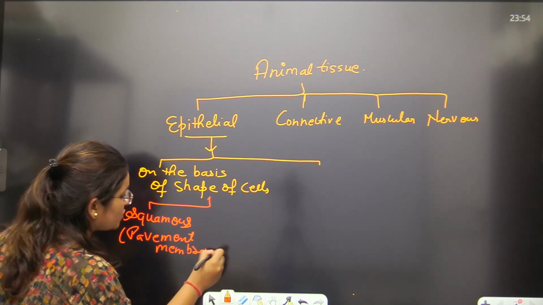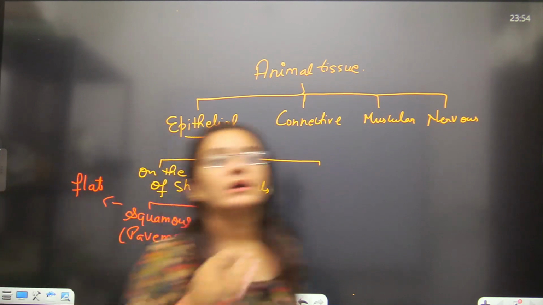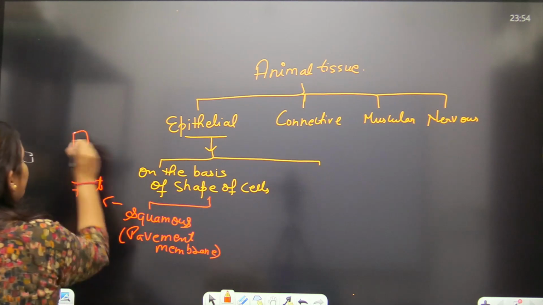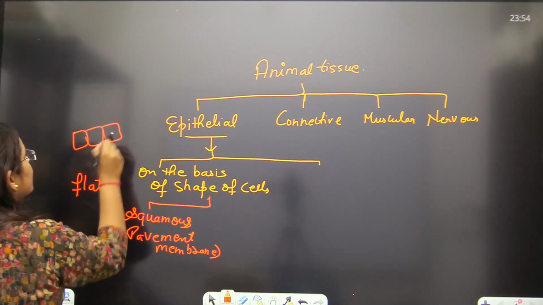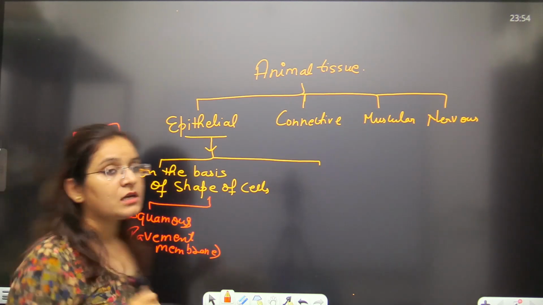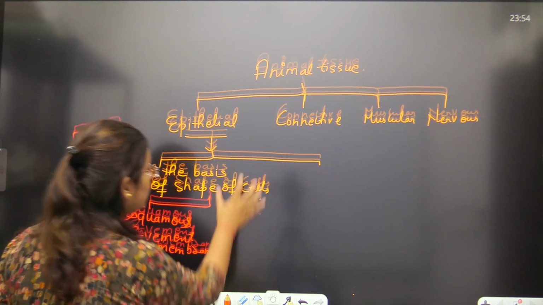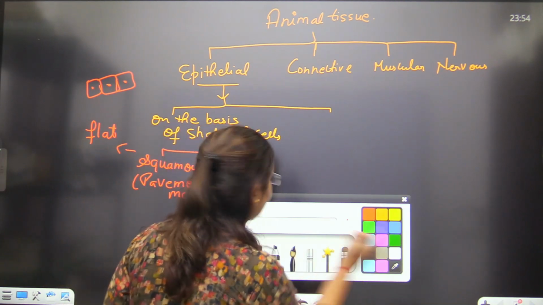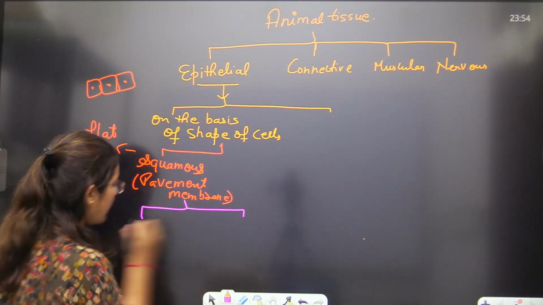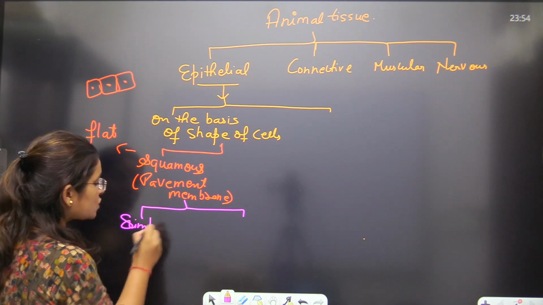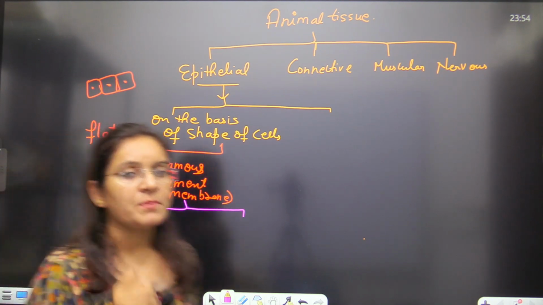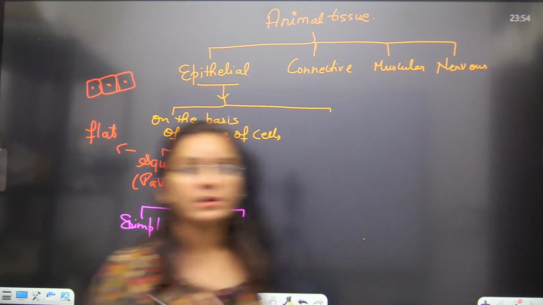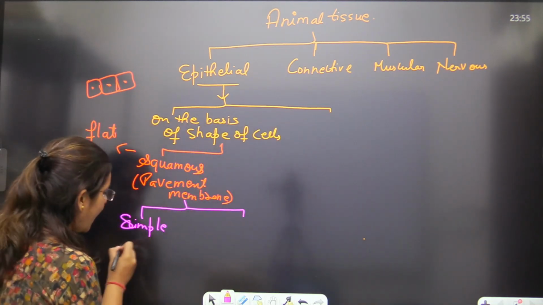Square shape and flat shape cells, and the cell nucleus. If you look at this, children, square shape, flat shape cells, and the nucleus is always in the center. And if they are unilayer, made up of only a single layer, they are called simple. Simple squamous epithelium means only a single layer of squamous flat shaped cells is formed, and that is known as pavement membrane. Where is this present?